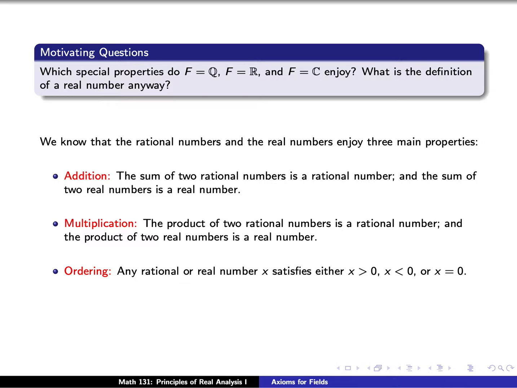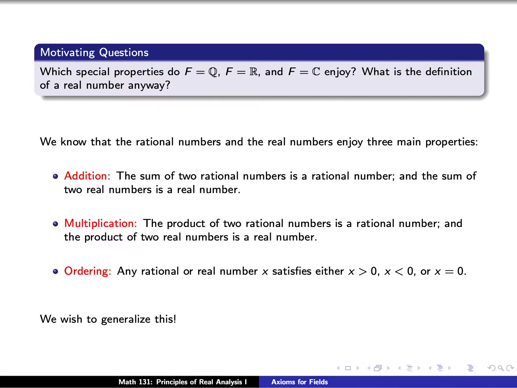First, there's addition. That is, the sum of any two rational numbers is a rational number, and the sum of any two real numbers is a real number. Next, there's multiplication. The product of two rational numbers is a rational number, and the product of two real numbers is a real number. Third, there's ordering. Any rational number or any real number x satisfies either x is positive, x is negative, or x is 0.